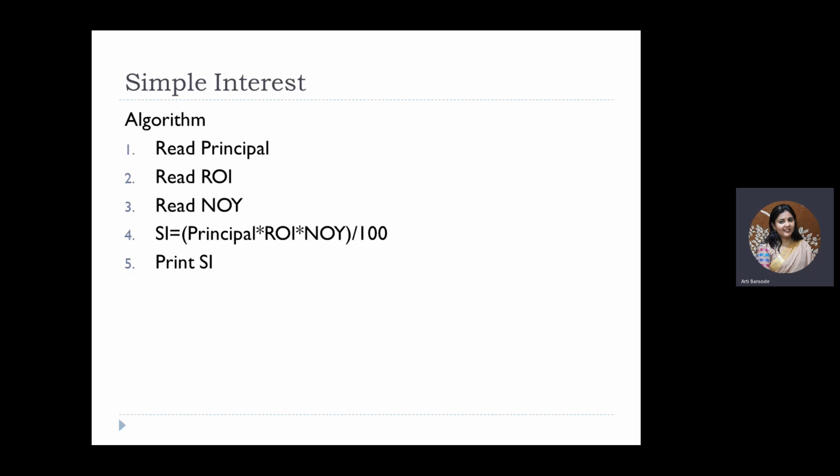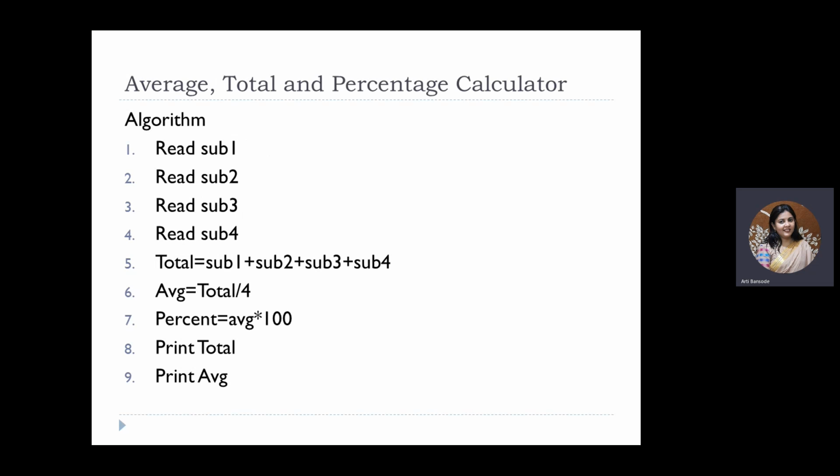Between multiplication and division, if they are in the same line, then it goes from left to right. So that is how you calculate the simple interest. The formula is given to you, and then you fill the simple interest.